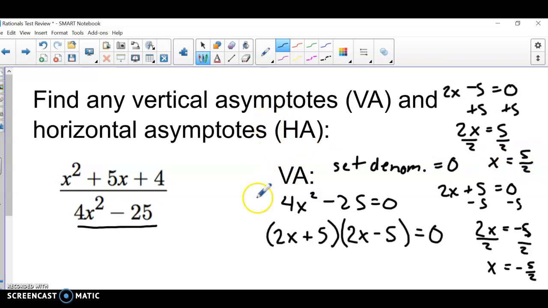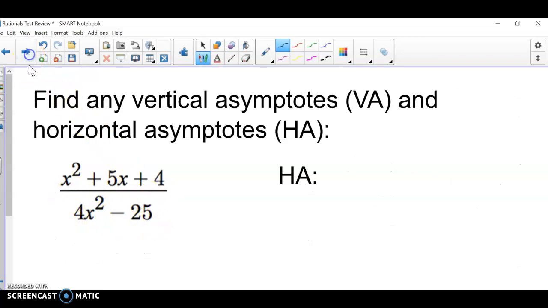So the vertical asymptotes for this, let me write it over here. Vertical asymptotes are x equals 5 halves, x equals negative 5 halves. So remember, set that denominator equal to 0 to find vertical asymptotes. That's where x is undefined, meaning that's where our function is divided by 0. So we set the bottom here equal to 0. Last thing we have to do is find that horizontal asymptote.